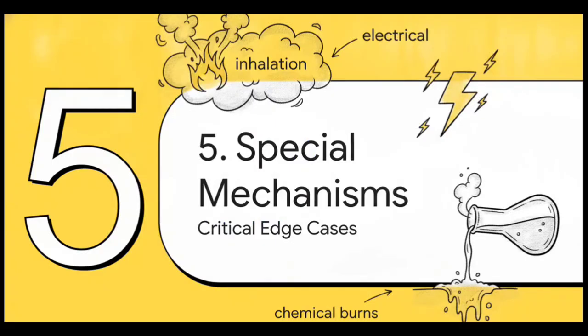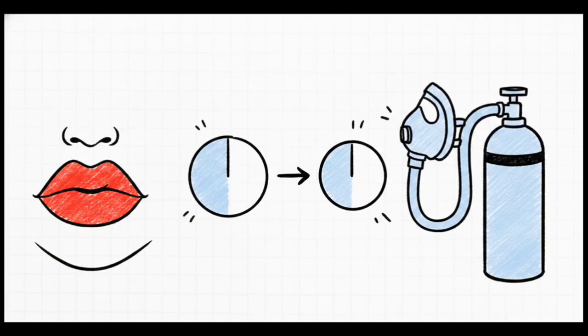Section 5. Special burn mechanisms. Let's start with carbon monoxide poisoning. If a patient comes from a confined space fire, look for the classic cherry red lips and a headache. CO binds to hemoglobin with an affinity 249 times greater than oxygen. That's insane, right? So the math of the treatment is crucial.